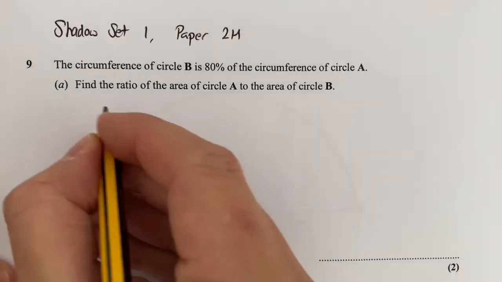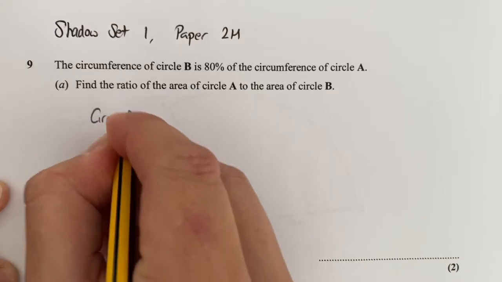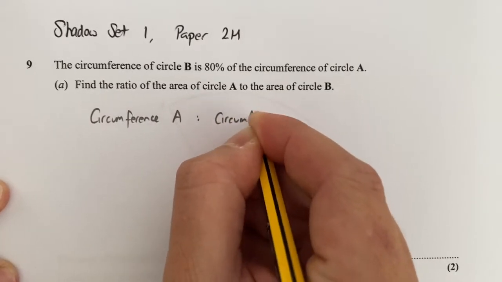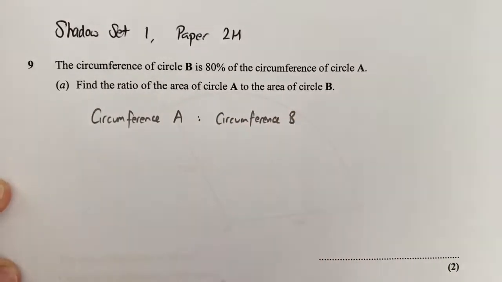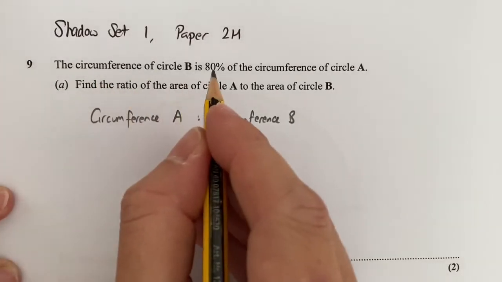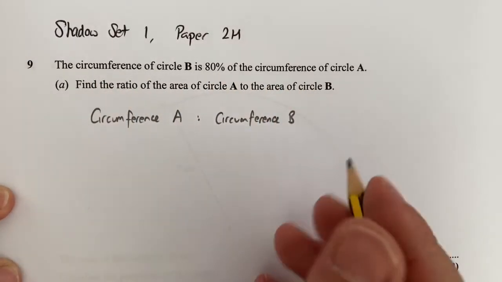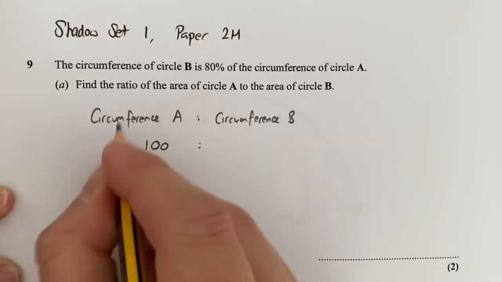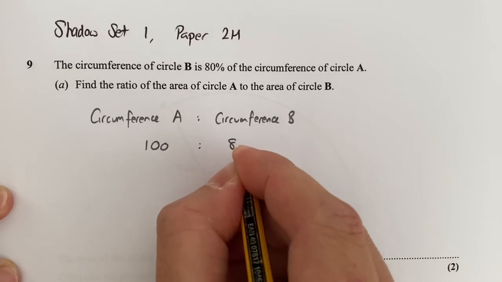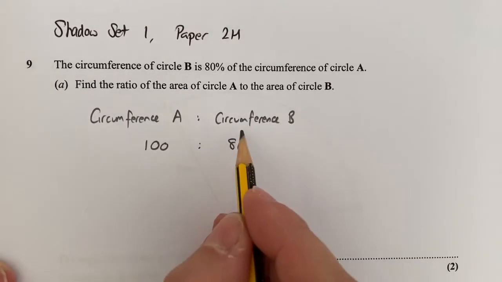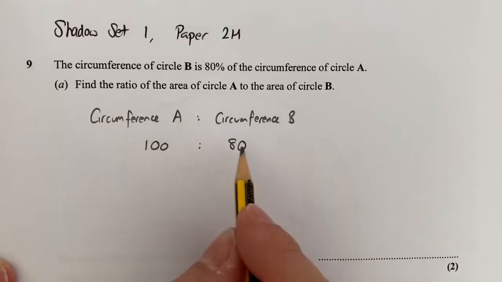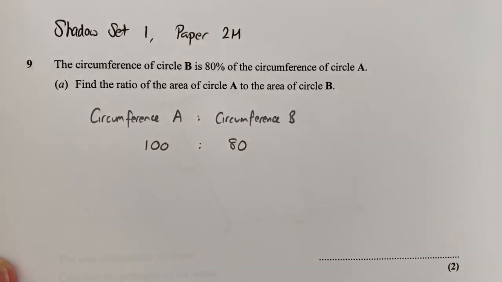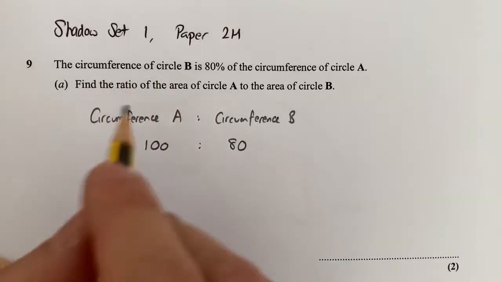So I'm going to start off by writing out circumference of A to the circumference of B. Now it tells us that the circumference of B is 80% of the circumference of circle A. So I'm going to say the circumference of circle A is 100, and therefore 80% of 100 is 80. I've just picked that number of 100 because it's going to make things easy to deal with. I don't actually need to know what the circumference is.